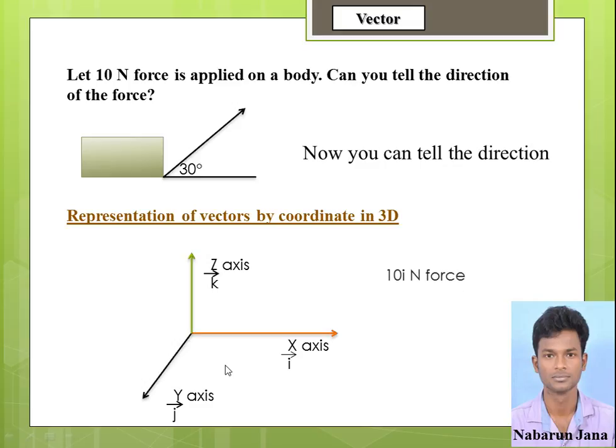So 10 i Newton force means 10 Newton force is acting along the positive x-axis. Similarly, you can understand 10 j Newton force and 10 k Newton force. 10 k Newton force means 10 Newton force is acting along the positive z-axis or z direction.